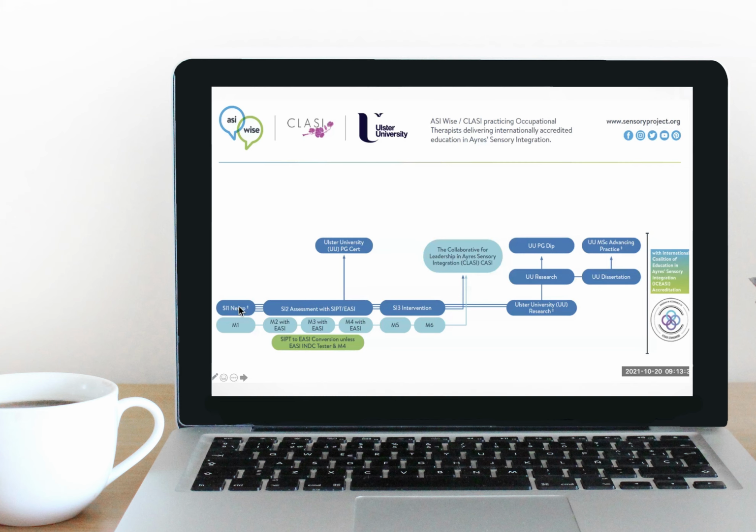At this point, you would now have 30 plus 30 credits, which would allow you to receive the Ulster University PG Cert, which is awarded when you have 60 credits from Ulster University. And then you can move on and credit by registering for SI 3. You can receive credits for your learning as part of the M5 and the M6 route, again, using your case study with additional assignments related to outcome measurement that's going to earn you an additional 30 credits. At this point, you'll have 90 master's credits, which you'll be able to take forward as you register for the Ulster University research route, and do your two research modules as part of your pathway towards the MSc in advancing practice.